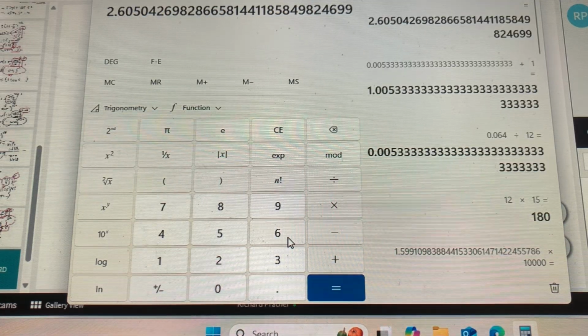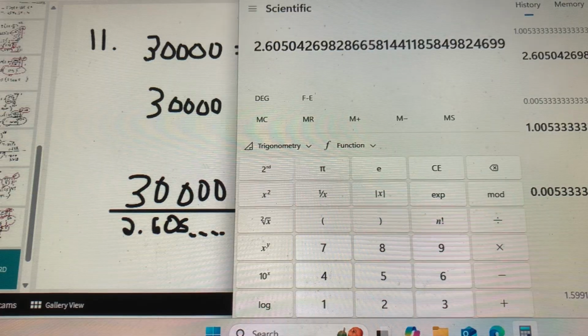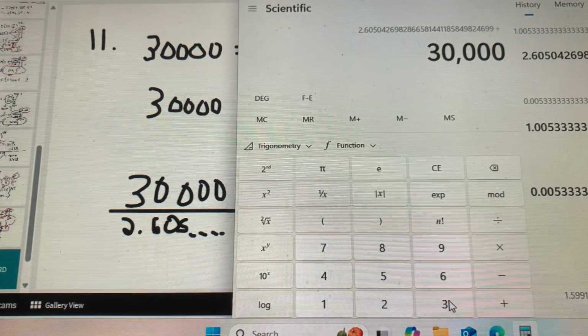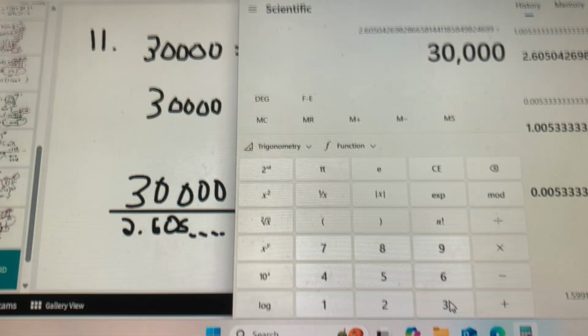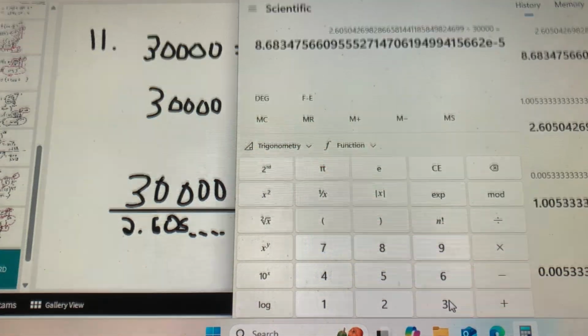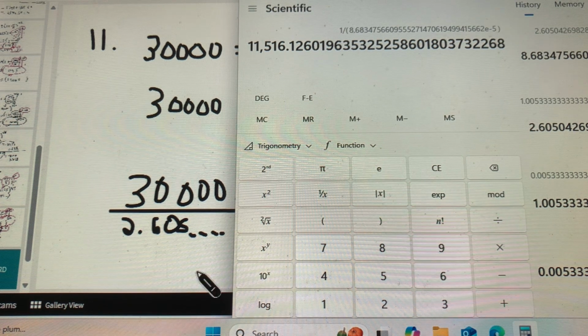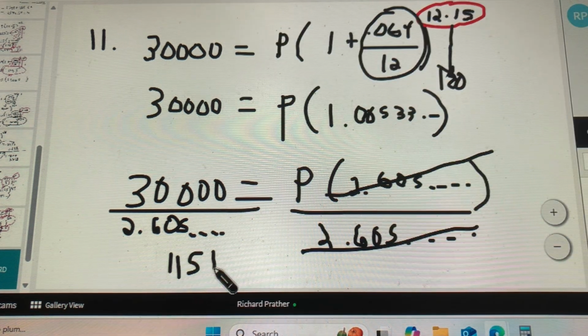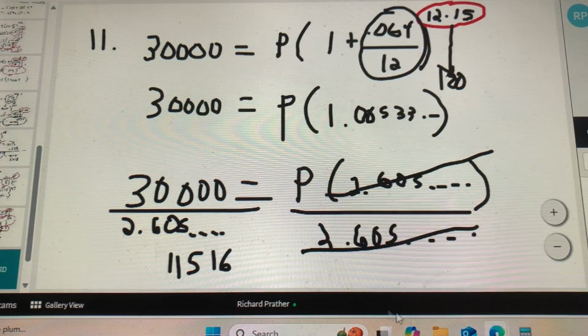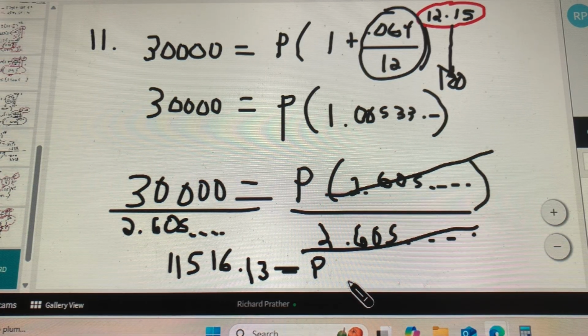But I'm actually going to do another thing you can do. I would like to do 30,000 divided by this, but what if I have this divided by 30,000? That's backwards in the way it's supposed to be, so this is going to be the wrong answer. But if you hit the 1 over x button, it turns it into the right answer. So see if your calculator has a 1 over x in addition to the exponent button. If you have that, that's very helpful. See, it only takes $11,516 and 13 cents. These parents only have to invest $11,500, and then the child gets $30,000. They're getting almost triple their money.